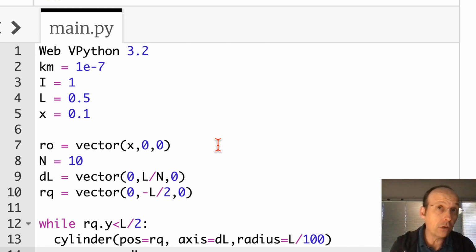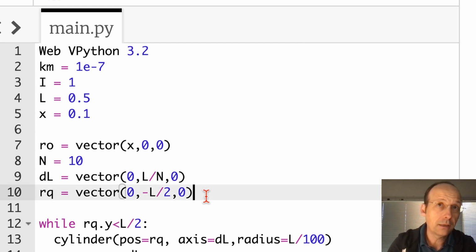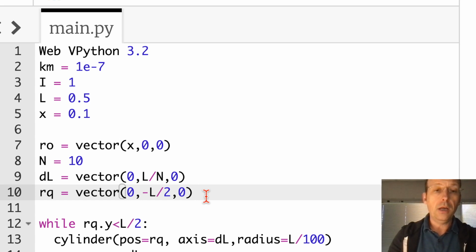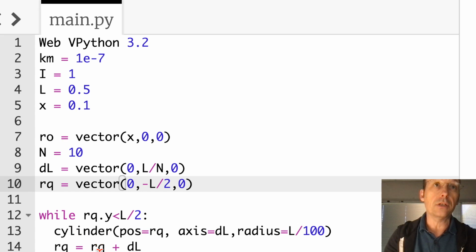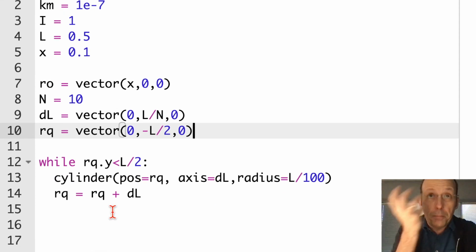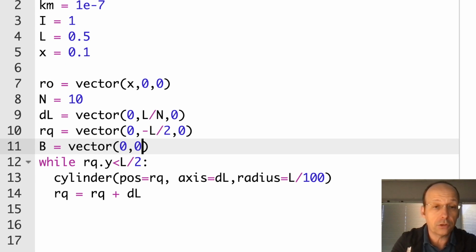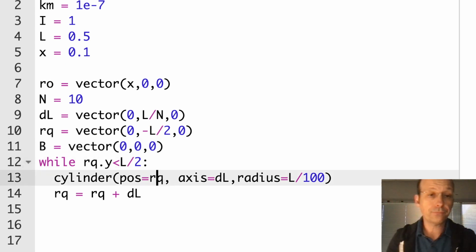Yay. Okay, so now that I have those, I can calculate the magnetic field due to each one of those at my observation location. I'm not going to display the observation location or the vector. I'm going to do that later. So what I want to do is to calculate the magnetic field at the observation location for each one of these pieces and add it up. But I need to start with a magnetic field that I can add stuff to. So I need to start with a 0 magnetic field.